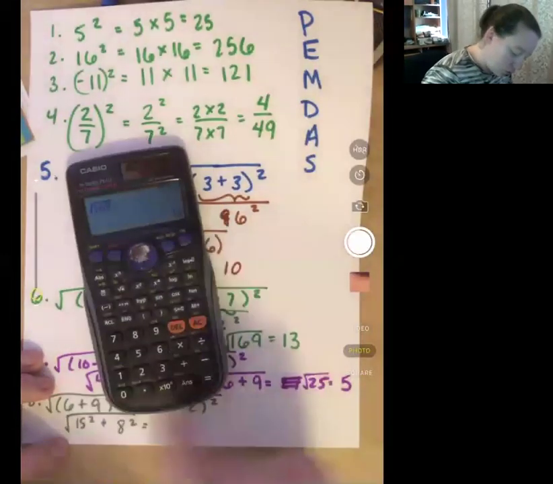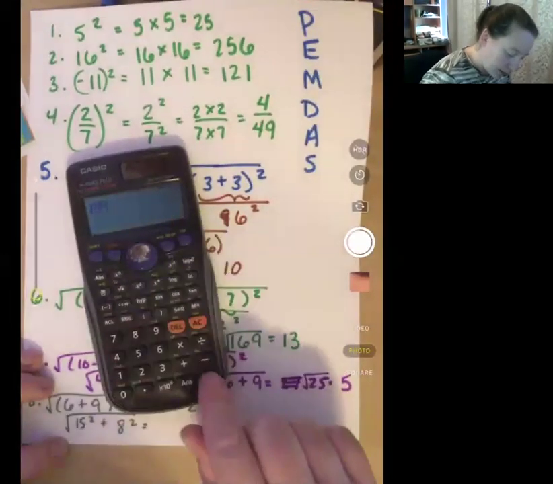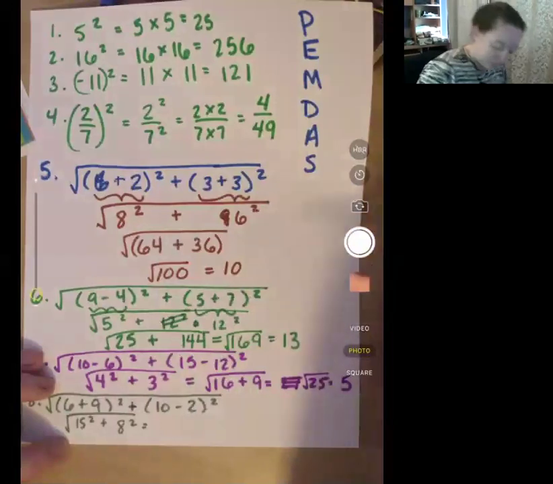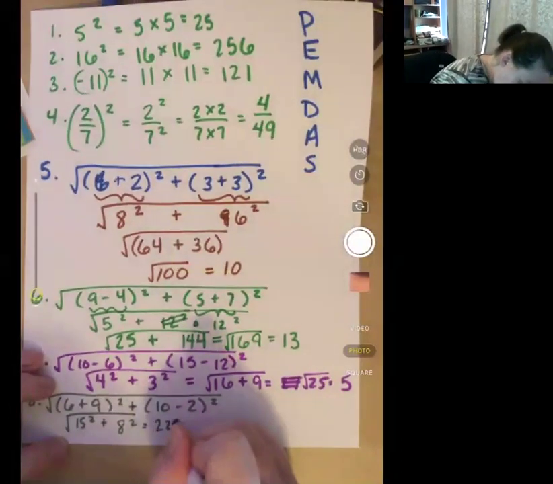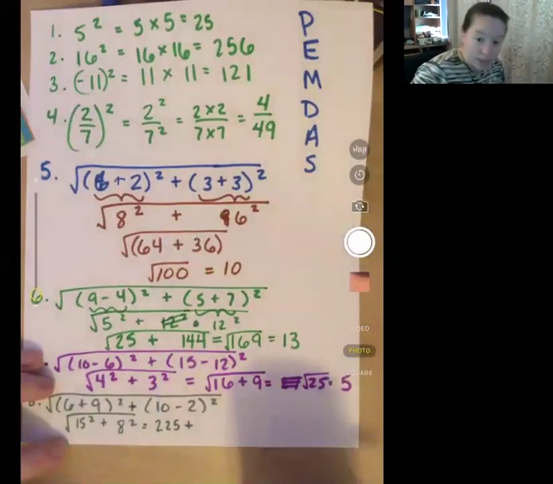15 squared, I do not know, so I'm going to come over here and do that. 225 plus 8 squared. 8 times 8 is 64.